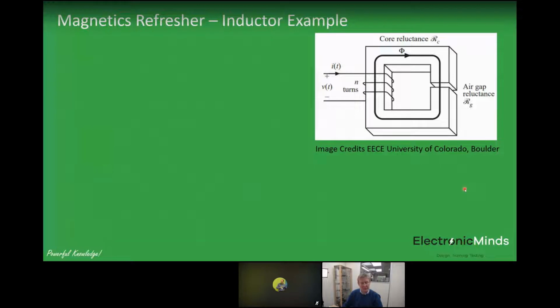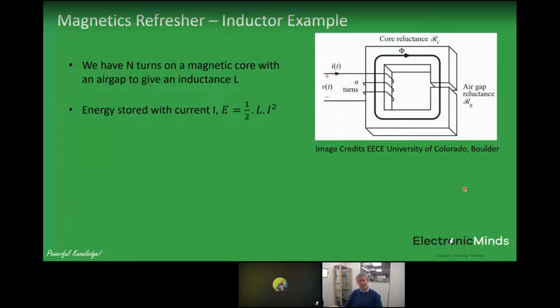Okay, so let's take a look at an inductor. So we've got N turns on a magnetic core, and then the magnetic core has got an air gap, and we've got a total inductance L from those N turns. So you can also say, just a standard electrical equation, that the energy stored in an inductor is a half Li squared. Standard sort of definition here.